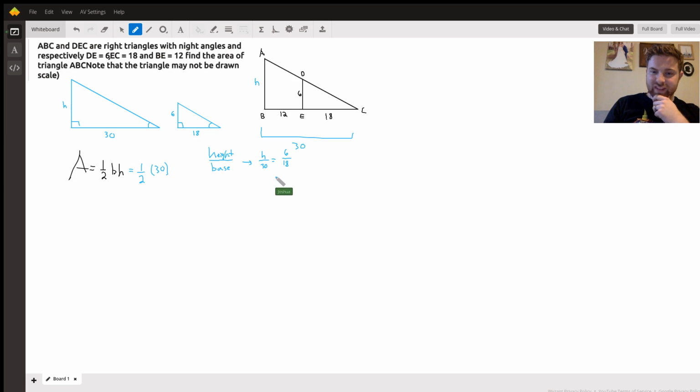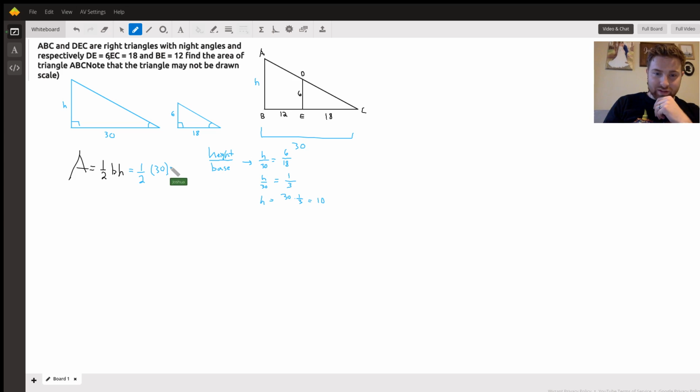I'm going to simplify this a little bit. It's going to be h over 30. The right side, 6 over 18. They each have a 6 in them, and so it ends up being 1/3. I'm solving for h because that's what I want. How about I just multiply by 30 on both sides? Get rid of the 30 in the denominator. So 30 times 1/3 is going to be our h. Oh, that's a nice number. It's going to be 10.